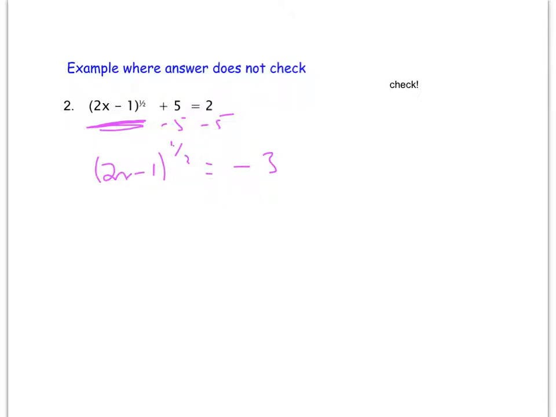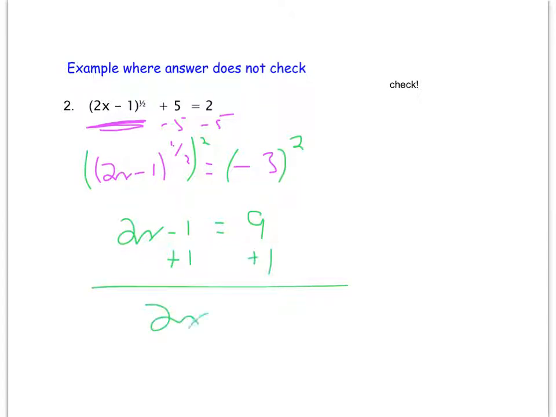So I have 2x minus 1 raised to the 1/2 is equal to negative 3. So I'm going to square both sides. When I square 2x minus 1 to the 1/2 squared, I just get 2x minus 1. And that's equal to negative 3 squared. Negative 3 times negative 3 is positive 9. So I have 2x minus 1 is equal to 9. I'm going to add the 1, add the 1. 2x is equal to 10. x is therefore equal to 5.